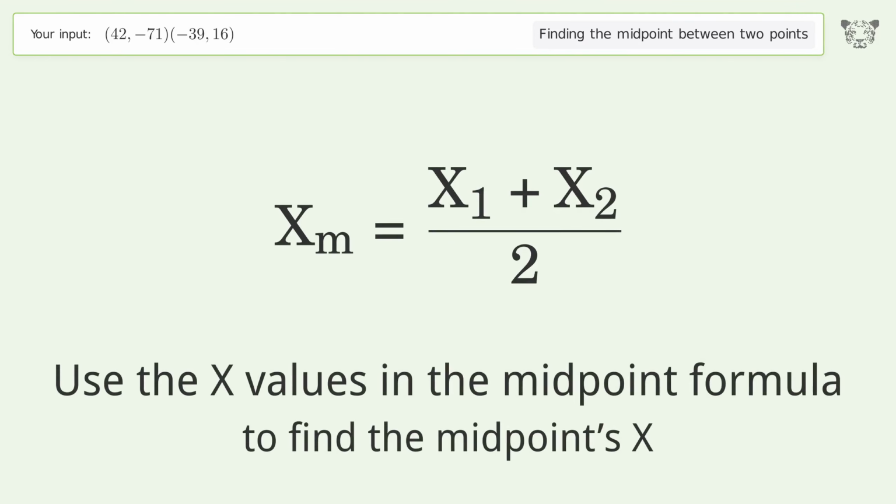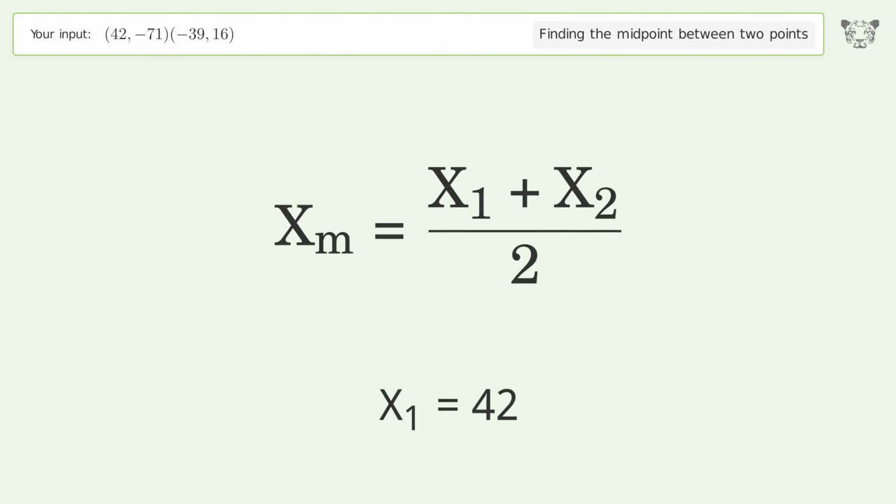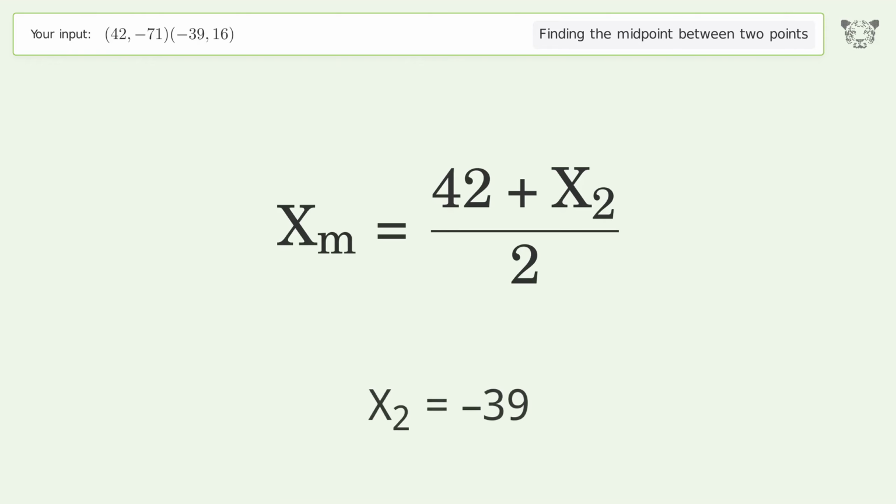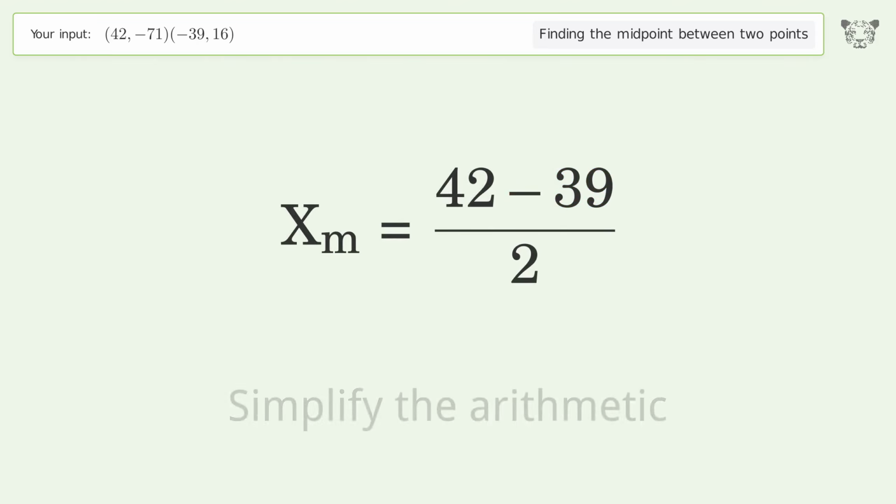Use the x values in the midpoint formula to find the midpoint's x. x1 equals 42. x2 equals negative 39. Simplify the arithmetic.